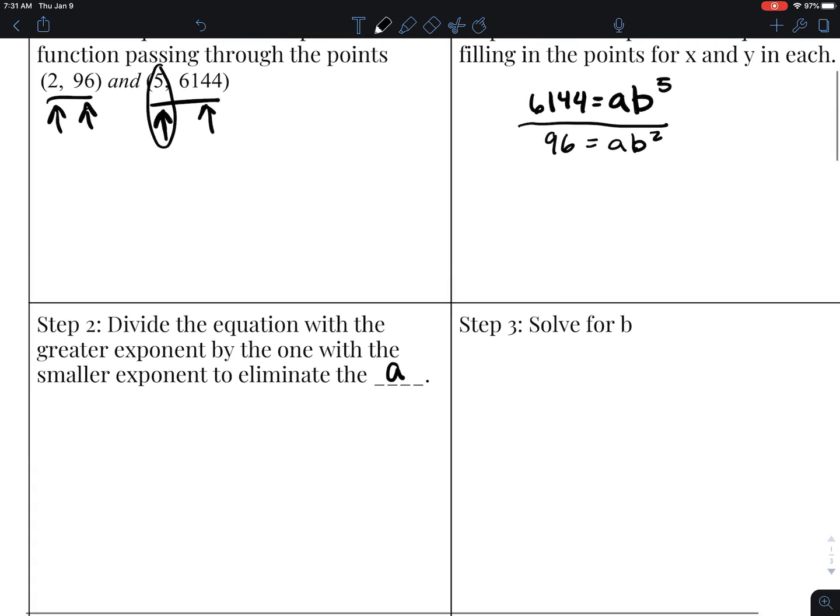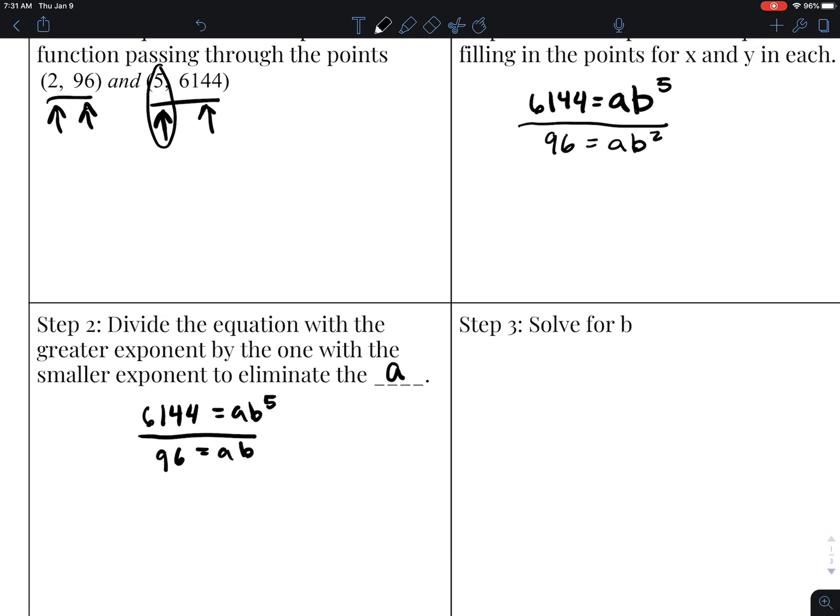So we're going to take our 6144 equals a b to the power of 5, and we're going to divide that by 96 equals a b to the power of 2. A divided by a is just 1, so those cancel out like we were talking about. And then we're going to divide 6144 by 96, and that gets us 64. And when you divide with exponents, remember that means we subtract. So this becomes b to the 5th minus 2, also known as b to the 3rd. So we get 64 equals b to the 3rd.